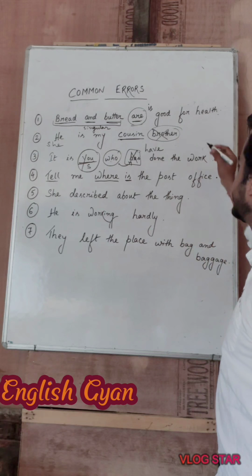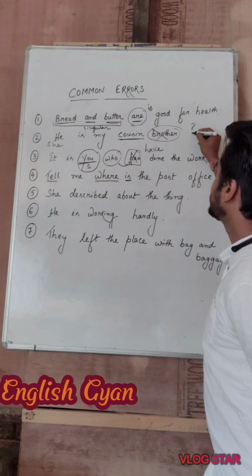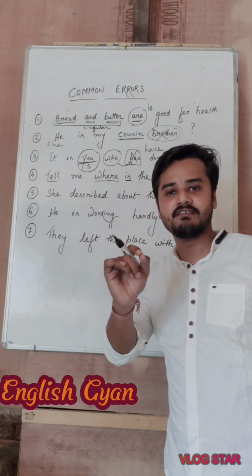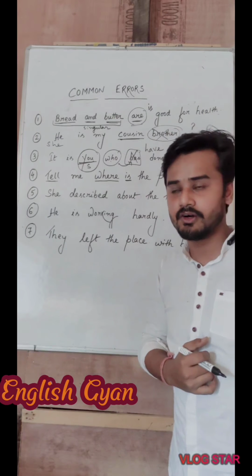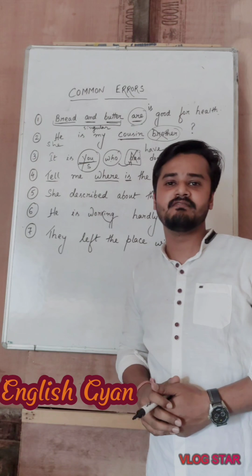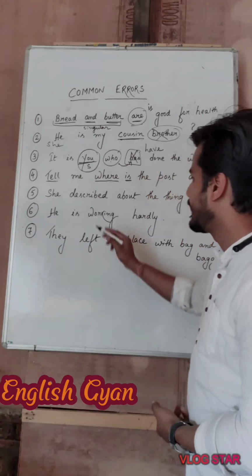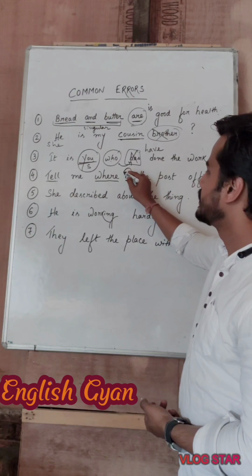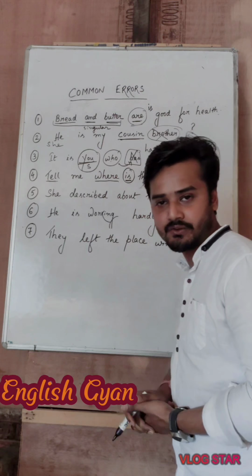We must remember that whenever there is a question mark at the end of a sentence, then we use the auxiliary verb after the question words. Whenever there is no question mark, we don't use the auxiliary verb after the question words. Like in this sentence, there is no question mark, there is a full stop, so we should not use the is after the question word.